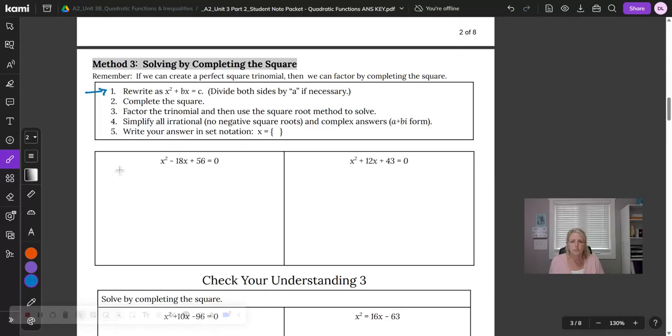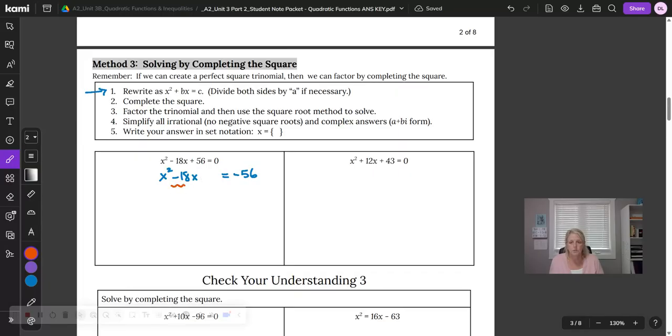First thing that we need to do is rewrite this so that our constant is on the right side of the equation and our x squared and x terms are on the left. So for this equation, we're going to subtract both sides by 56. So we're going to say x squared minus 18x. I'm going to leave a space to finish my perfect square equals, and then 0 minus 56 is a negative 56. Okay, I need to complete the square to find my value that goes in here.